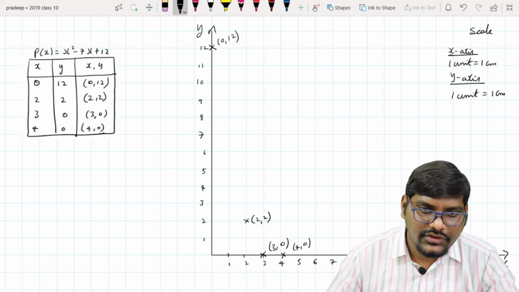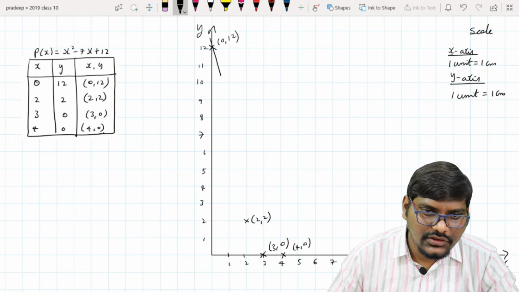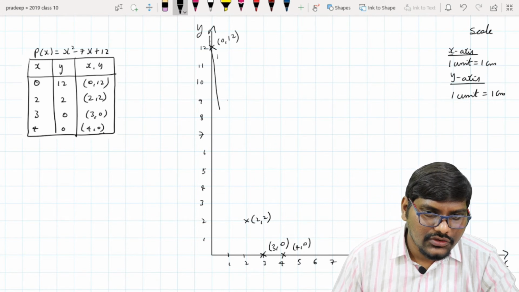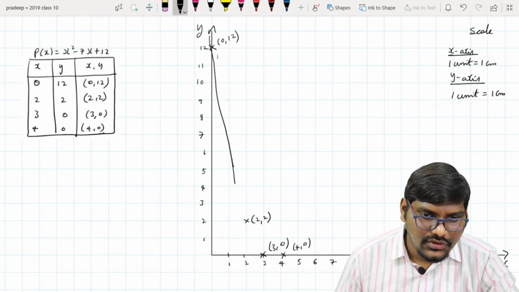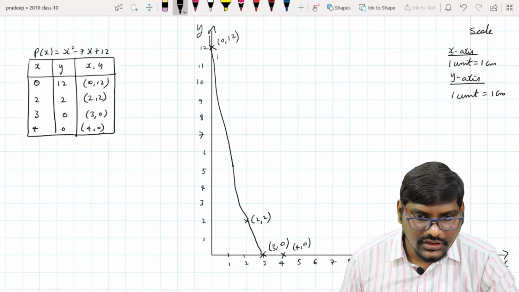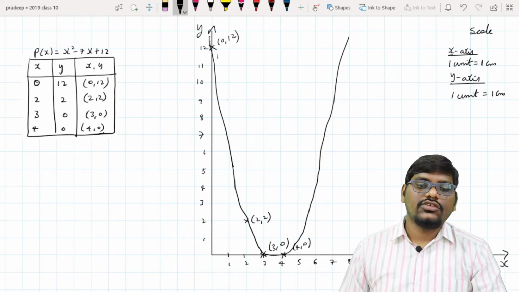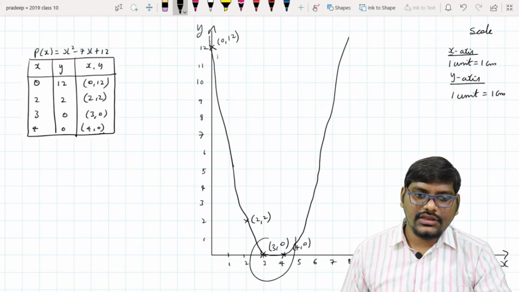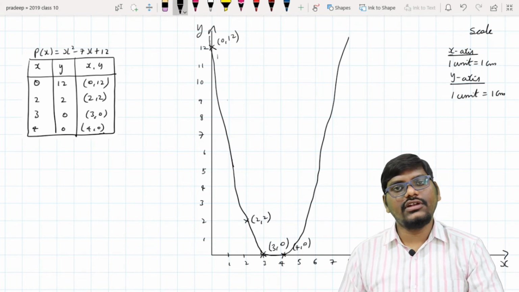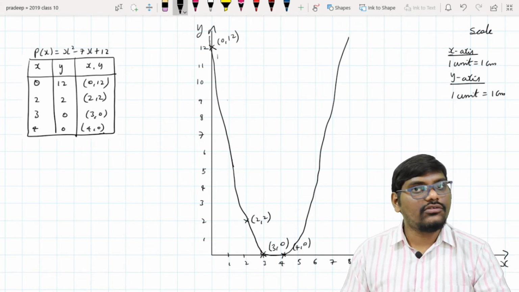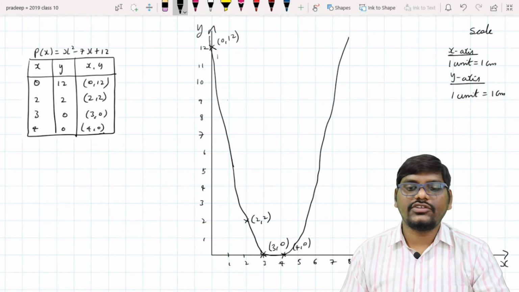So overall the graph looks like this. The more points we take, the better the graph we will get, always. I'll draw the approximate graph. It touches 3 and 4 here, and then goes back up like this. Okay, so this is the graph. It meets the x-axis at 3 and 4. Initially, we had already found that the graph is going to touch at 3 and 4.